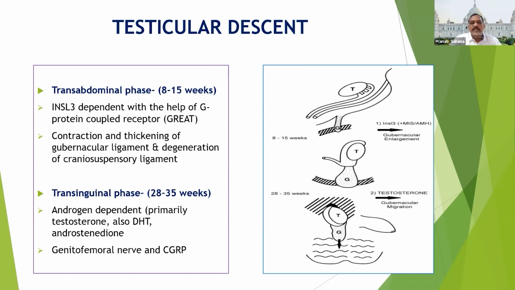In the later phase of life, that is 28 to 35 weeks, testicular descent takes place under the influence of testosterone and also with the help of probably androstenedione and the genitofemoral nerve and its neurotransmitter CGRP, that is calcitonin gene-related peptide.